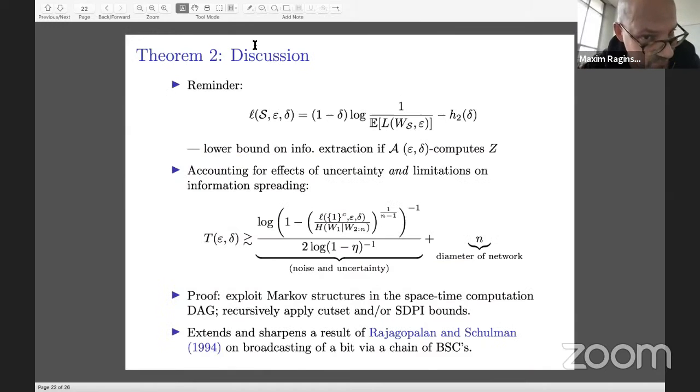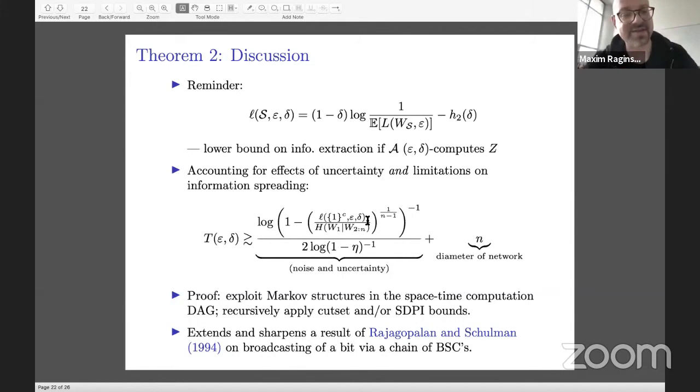So remember that we still have the small ball lower bound that holds for any algorithm that claims to deliver accuracy epsilon and confidence delta. So it is a lower bound on the amount of information extracted by the algorithm. And the lower bound on the time that such an algorithm would take has two terms. Essentially, it has the diameter of the network, and that would be present even if there were no noise, because this information has to flow from the leftmost node to the rightmost node and the other way. But then we also have effective noise and uncertainty, right? So here we see, for example, this is a small ball probability for epsilon delta computing, given that information from node 1 is missing, divided by the entropy of W1 given all the rest, etc.